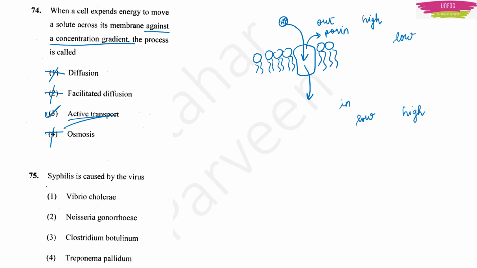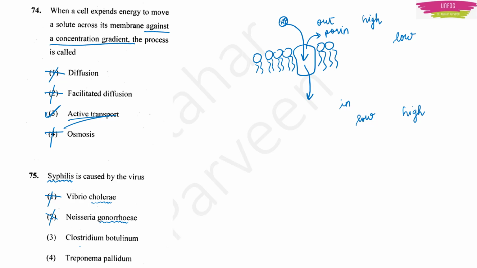The next question we have is: syphilis, which is the name of a disease, is caused by the. Option 1 we have Vibrio cholerae. So Vibrio cholerae, as the name suggests, causes cholera. So this becomes the wrong answer. Next we have Neisseria gonorrhoeae. This Neisseria gonorrhoeae, as the name suggests, causes gonorrhea. So again this is the wrong answer.